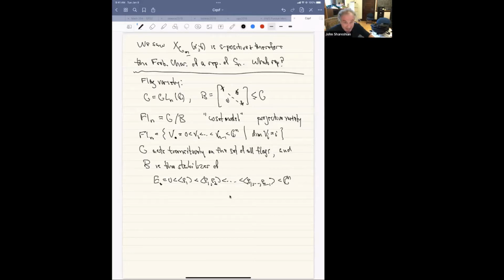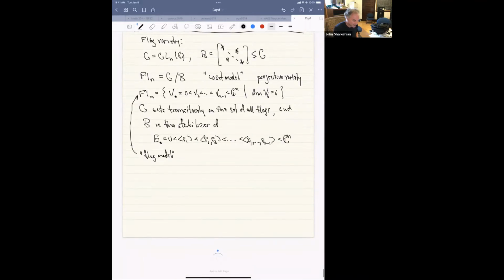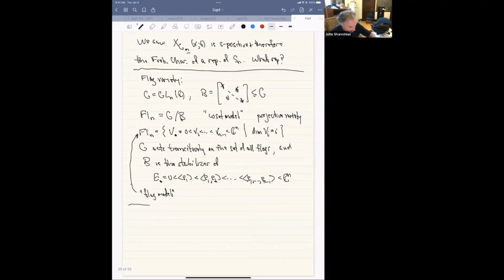And so we get a bijection between the set of all flags and the set of all cosets, just from group theory. And so this here is a so-called flag model. We can use these interchangeably, and we will. Okay, so this is the flag variety. And now we're going to look at some subvarieties of the flag variety, which are Hessenberg varieties.